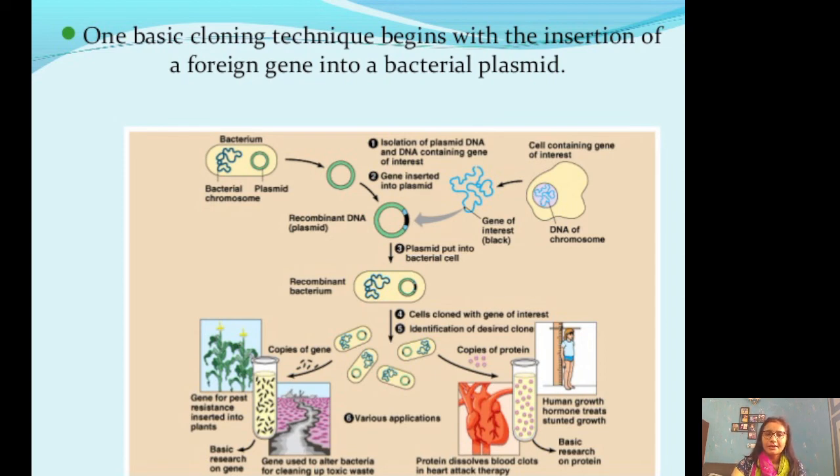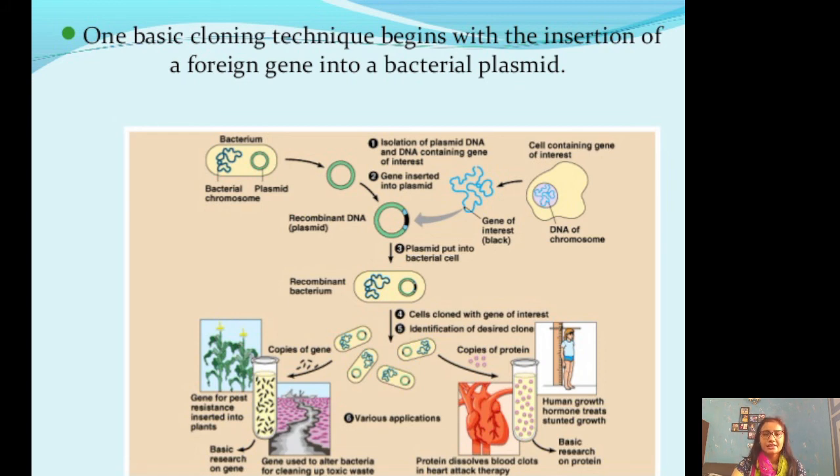In the next step, we choose the host cell to replicate this plasmid. Then we put this plasmid into the host cell. This is the bacterial cell. This bacterial cell is called a recombinant bacterium because it has the recombinant DNA molecule inside its cell. Then we prepare a culture medium and transfer these bacterial cells into it, where they replicate, divide, and multiply, forming many cells.